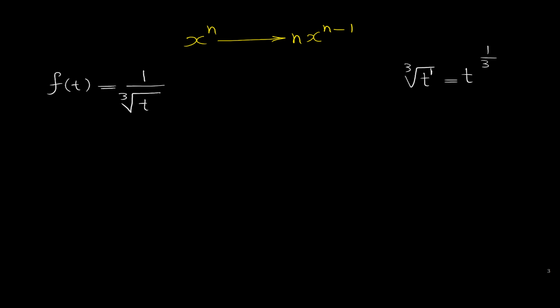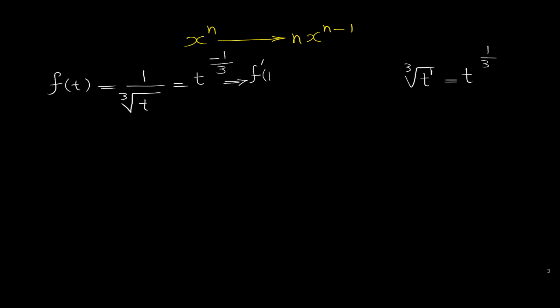But this cube root is in the denominator, and to bring t to the 1/3, or cube root of t, to the top, we have to make the power negative. So 1 over cube root of t is actually t to the power of negative 1 over 3. And now, because our function or expression is in the power form, we can apply power rule to find the derivative of f of t.